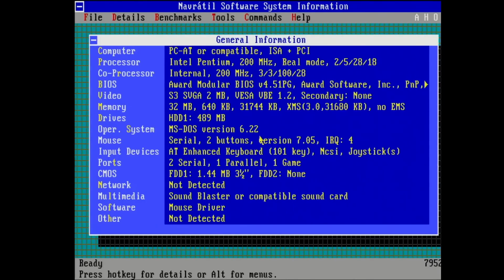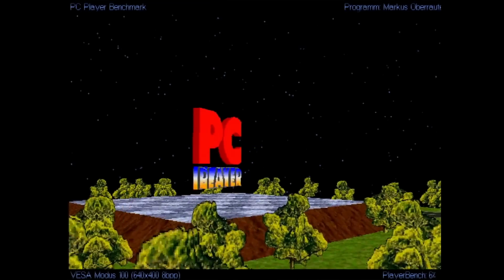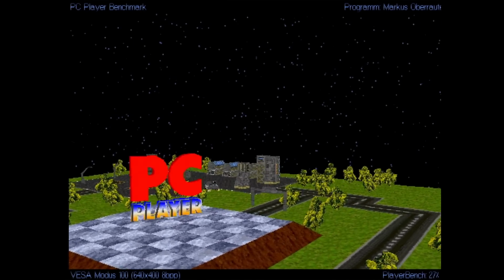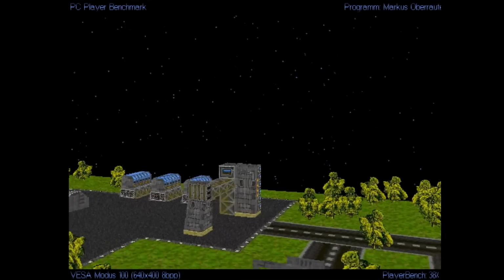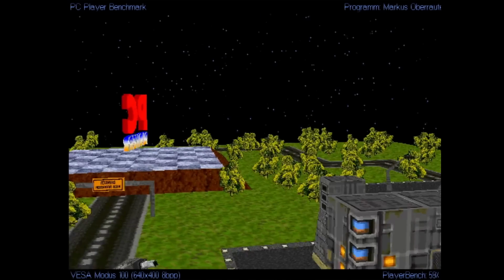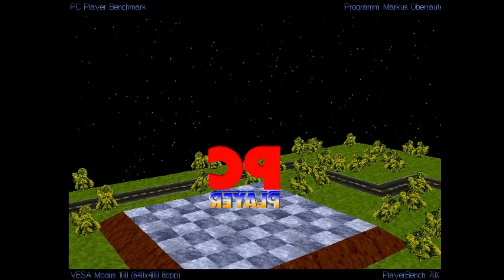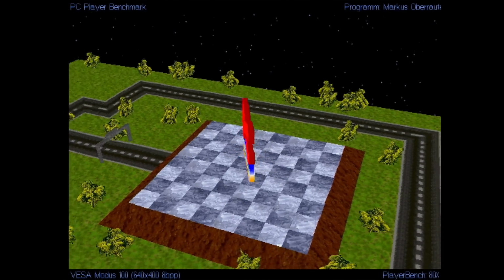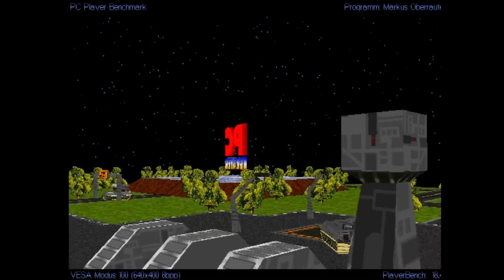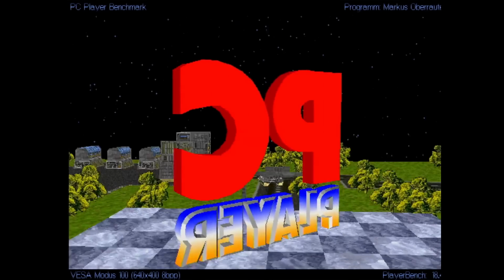But what does it mean to have a graphics card that is VBE 1.2 compatible? Well, as I said before, VESA BIOS extensions were an effort to standardize VGA resolutions. To get a better idea, let's have a look at PC Player Benchmark. I'm sure you have seen the PC Player Benchmark many times, but maybe you're not aware that it has more functions than just rendering this 3D scene. By the way, on the bottom left you see VESA Mode 100. 640 by 400, 8 bits per pixel. So let's just keep that in mind because everything hopefully gets clear in a moment.